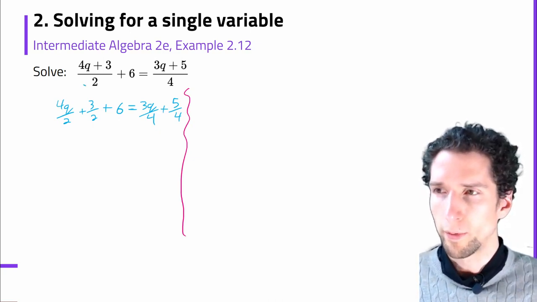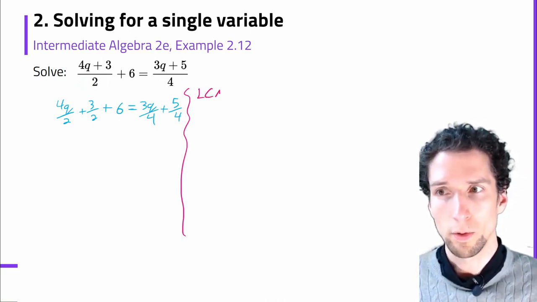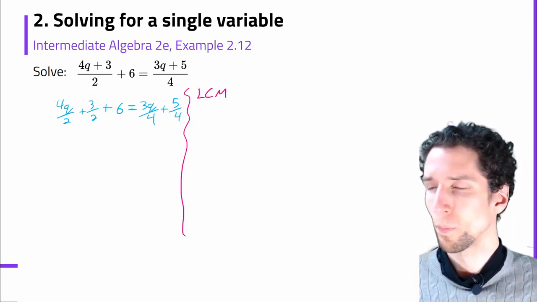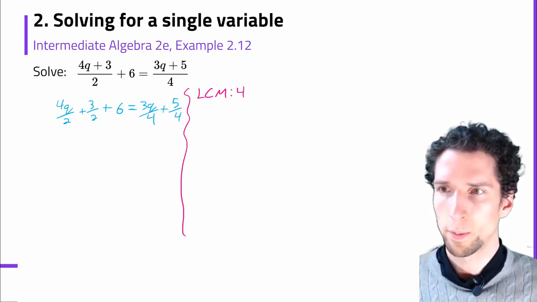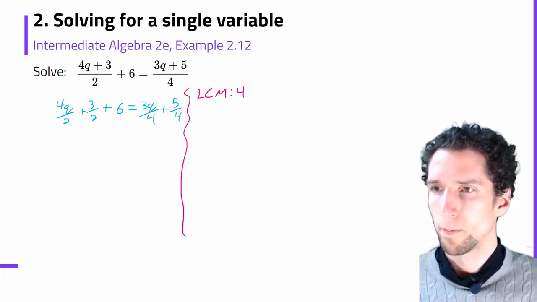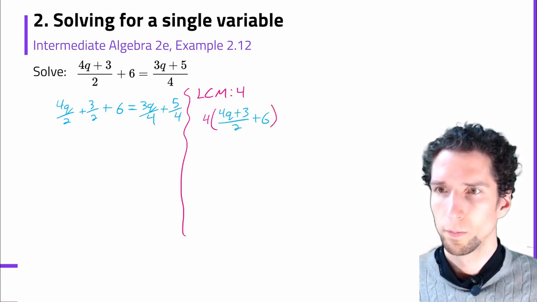So I can notice here I have a 2 and a 4. The lowest common multiple there, which we talked about 2 days ago with the prime factorization stuff, is 4. So let's just multiply both sides by 4. I'll write that out as an extra step here: 4 times (q plus 3 over 2 plus 6) equals 4 times (3q plus 5 over 4).